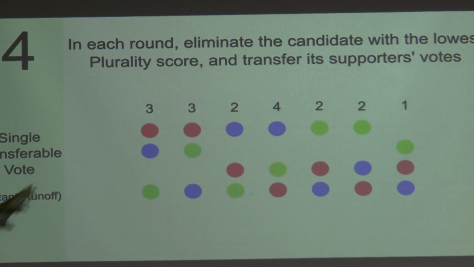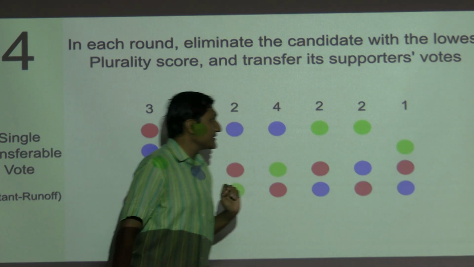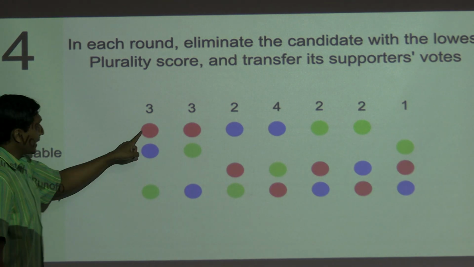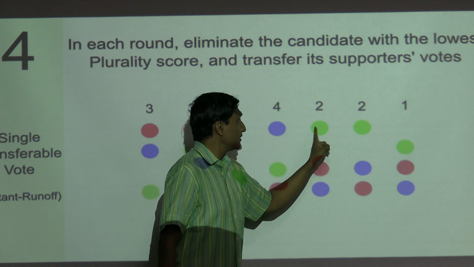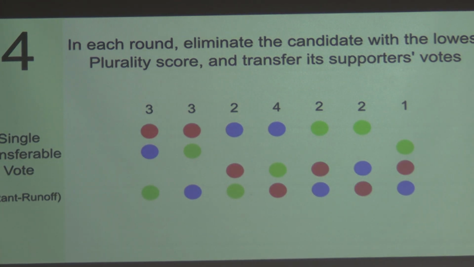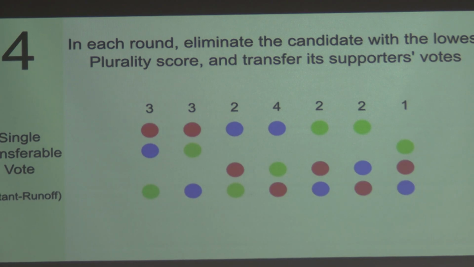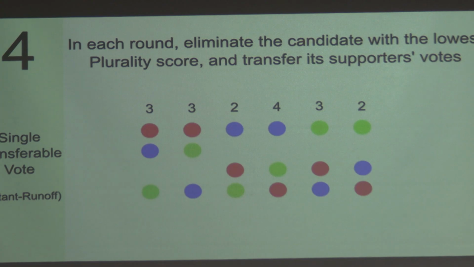Let's see. So now we have 3 candidates, and these are the first place positions. Red has 6, blue has 6, and green has 5. So green has the lowest support, the lowest plurality score. So we knock off green now, right? I think first I'm going to just combine those, and then we'll knock off green. Okay. Now what do we do?